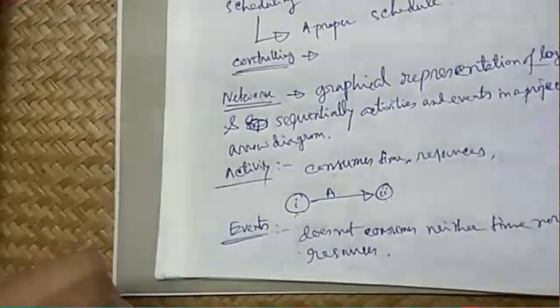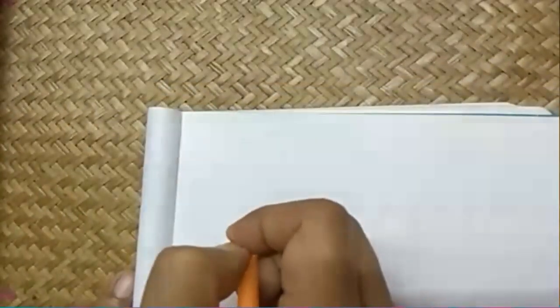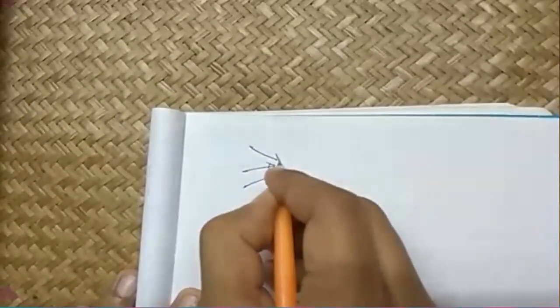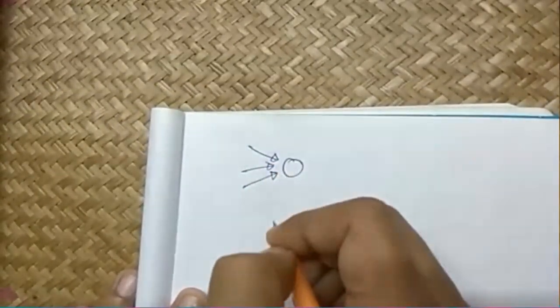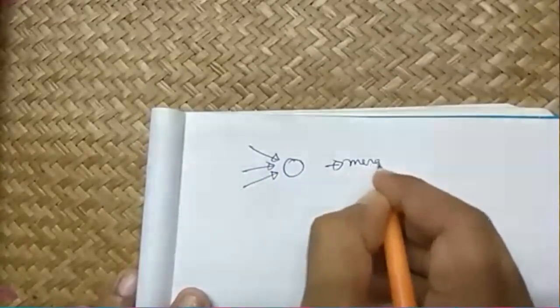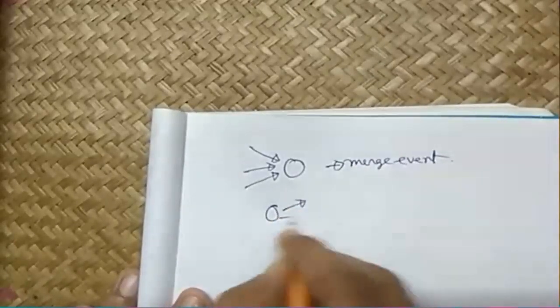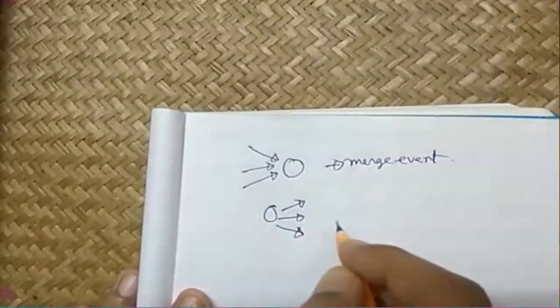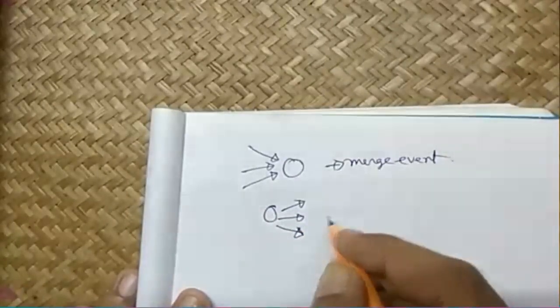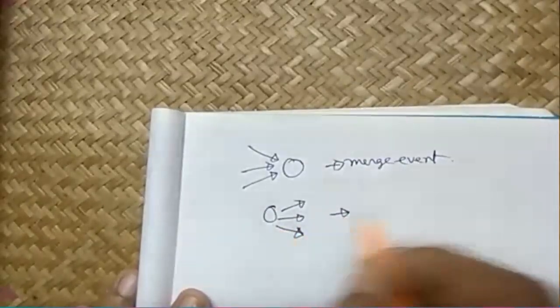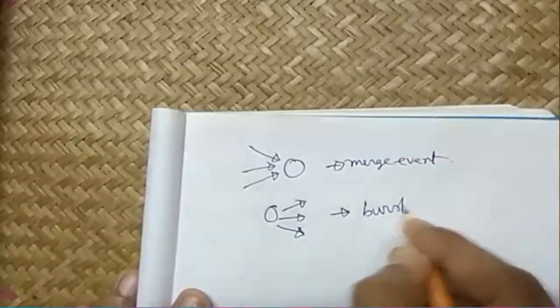Okay, now there are different types of events. When more than one activity is connecting into a single event, then it will be called merge event. And when more than one activity is coming out from a particular event, then it will be called burst event.